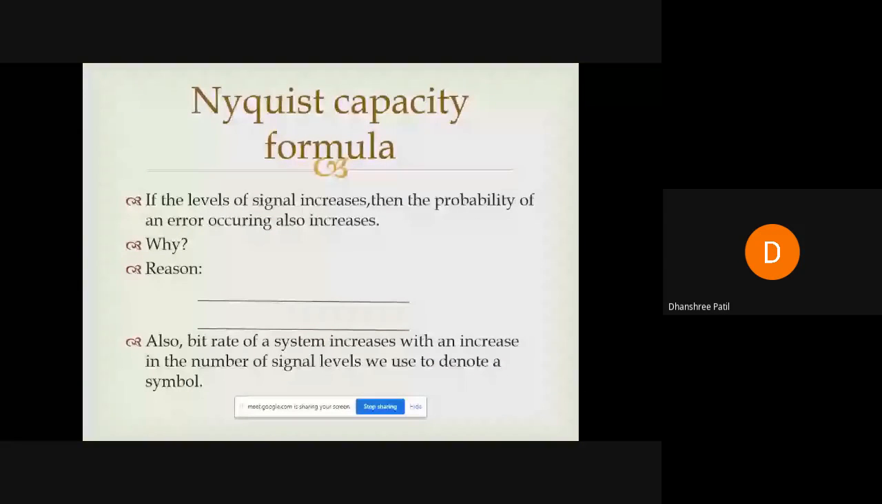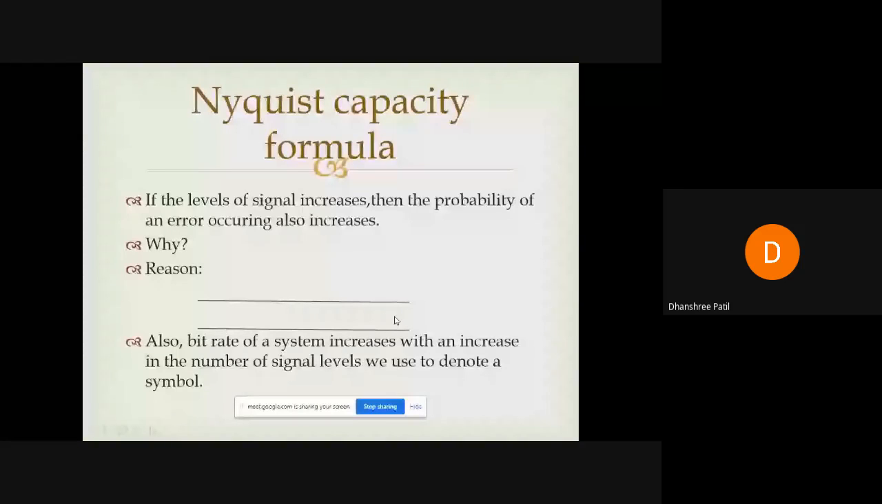So what I told, if the levels of the signal are increased, then the probability of error occurring is also increased. But why is this happening? So there is a reason. See here. For example, this is my channel. Through this I am sending the data.